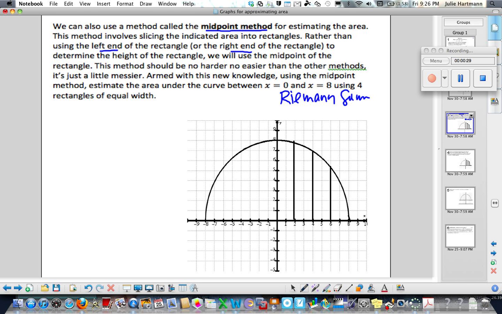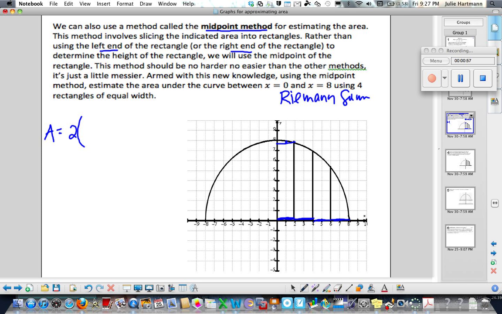This method should be no harder, no easier than the other methods. It's just a little messier. So, in that sense, we have our rectangles 0 to 2, 2 to 4, 4 to 6, and 6 to 8. The base of each of them is again 2. So you can again take 2 times the rest of the heights. Now we are going to use the midpoint height.